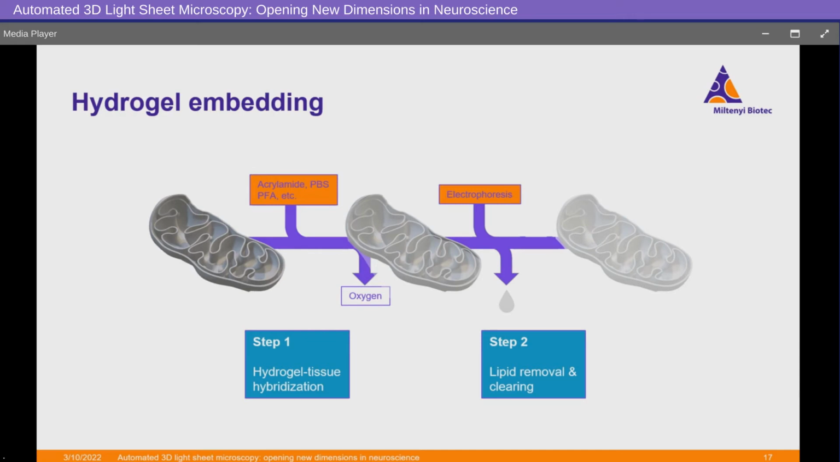So people select this method largely because it is non-toxic, it is compatible with immunolabeling, and it also maintains that endogenous fluorescence. Some of the big disadvantages here are typically cost associated with both the imaging solutions and commercial electrophoresis systems to ultimately achieve that active clearing.